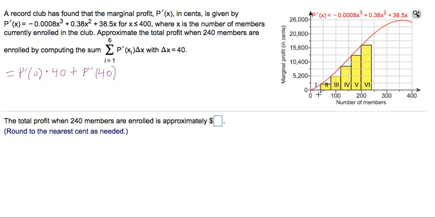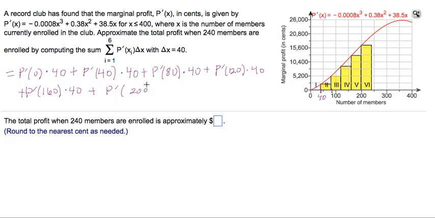So that marker right there is at 40, times the width of that rectangle, which is also 40. The height of the next rectangle is taken right here at 80. So P prime of 80 times 40 plus, let's see, that's 1, 2, 3 rectangles. We need 4 more. So P prime of 120 times 40 plus P prime of 160 times 40. That's my 5th rectangle. And my 6th rectangle is P prime of 160 plus 40, which is 200, times 40.